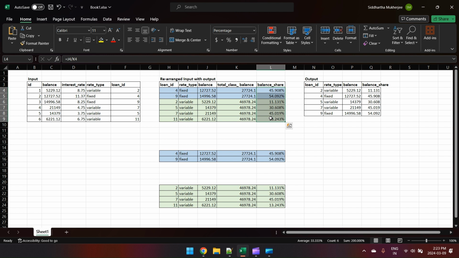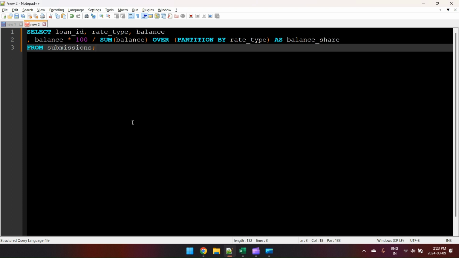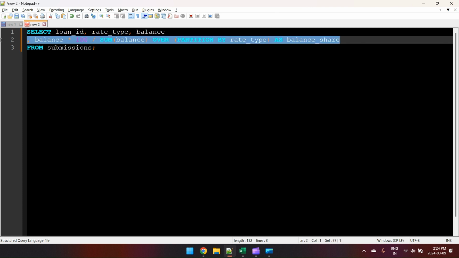So now that we understand what exactly the problem is asking us to do, let us try to implement this solution in SQL. So I have written the SQL query in Notepad++ because it is much easier on the eyes. So the bulk of the problem solving happens in this line, which adds a new column to the select statement. We have named the new column balance share, and as we can see, it is the balance multiplied by 100 divided by something. So you can readily understand why it is multiplied by 100 so as to convert it to a percentage. So the main thing is to understand what this clause is doing.